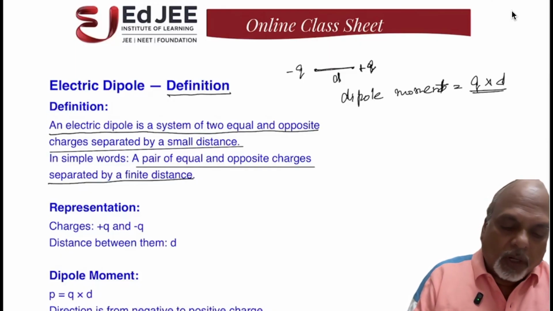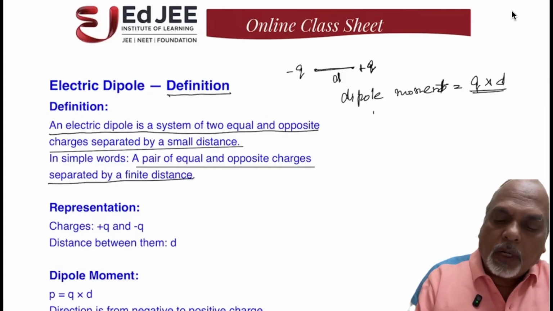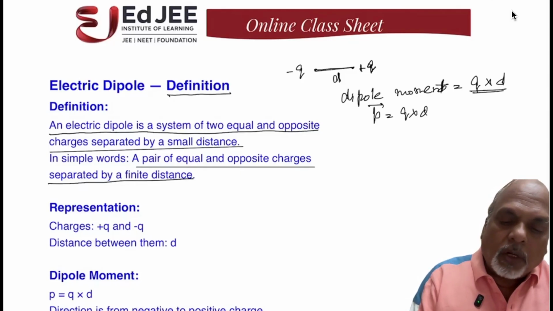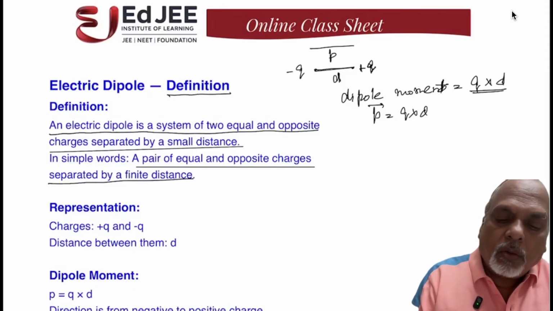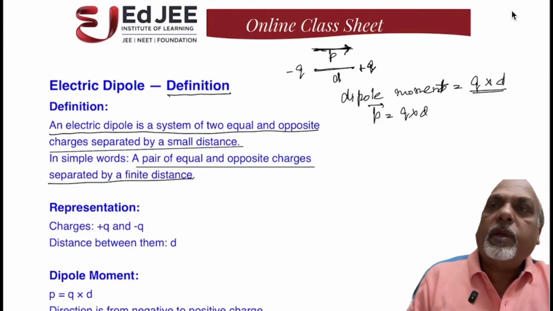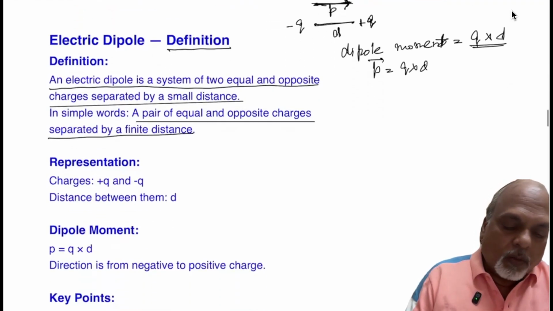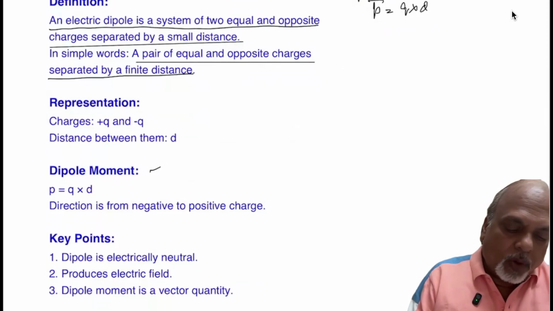Now it is a vector quantity. So this dipole moment is denoted as P equal to Q into d, and this is a vector quantity, and the direction of this vector is from minus to plus. So this will be towards the right side. This will be the direction of the dipole moment. Correct? So dipole moment is this thing.